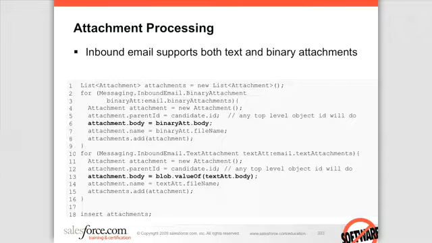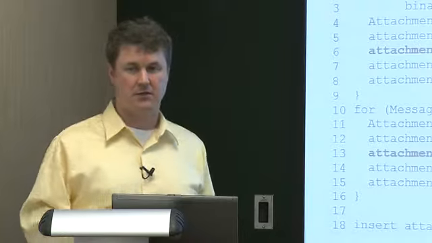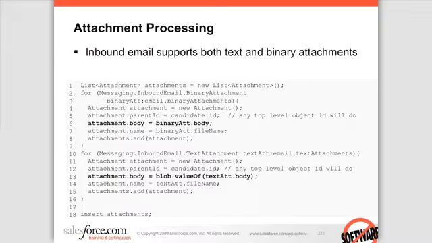Attachments, one of the things that you would want to utilize your email services for are attachments. Within the code, the way that we can do that is that associated with our inbound email, we can access a list of all of our binary and text attachments. This is simply a list of binary large object blocks.